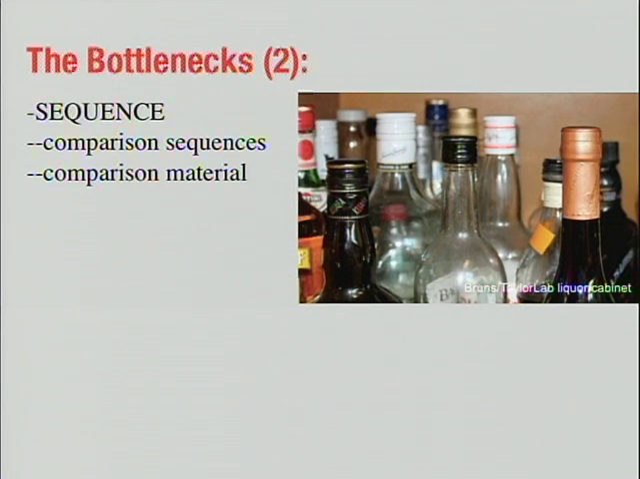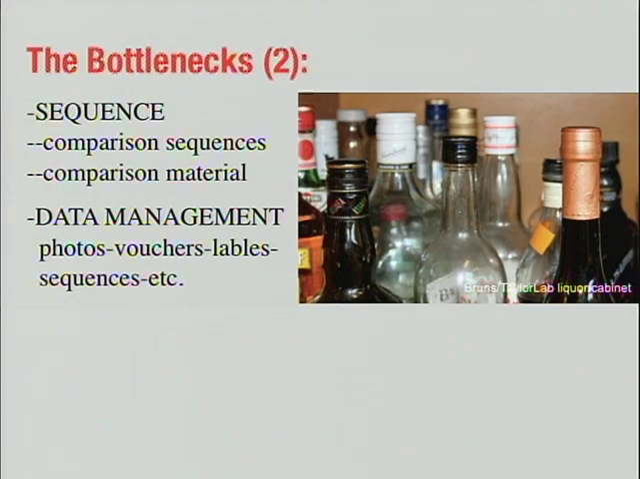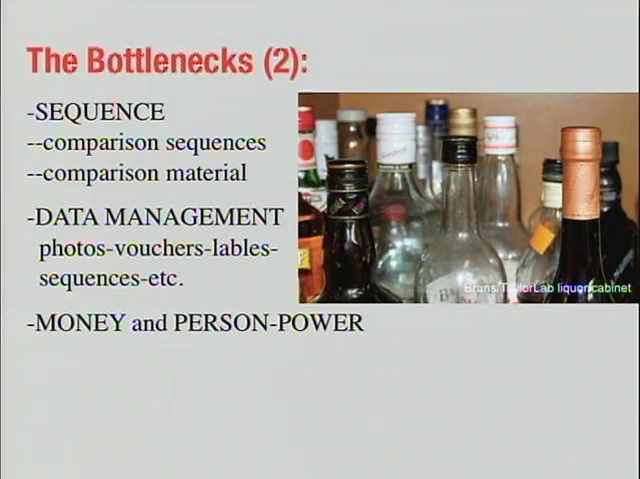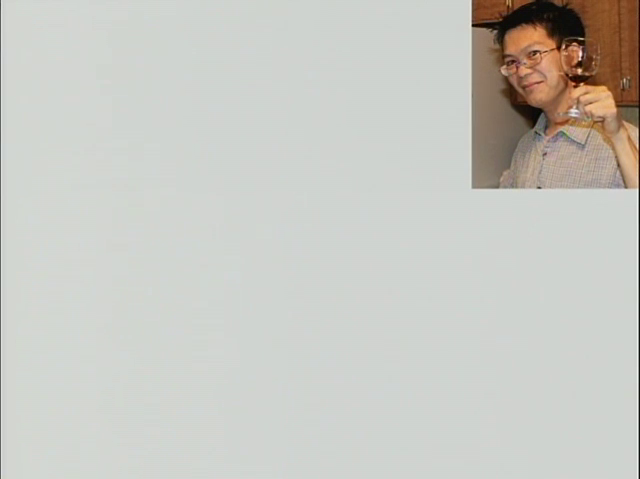Sequence data. As I said, comparison sequence data are hard to get. Material is also sometimes not easy to get when you really want to know what it is. And then having all these data together, we haven't really figured that out. Basically we didn't have anybody working on this, and we didn't have much money to do it. So person power is, I think, the main bottleneck. But we get something out of these bottles.